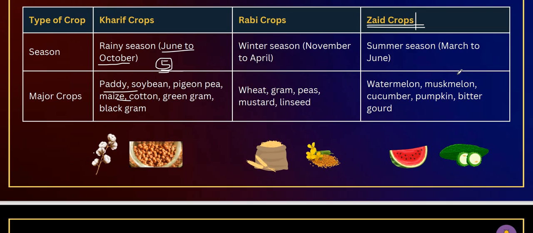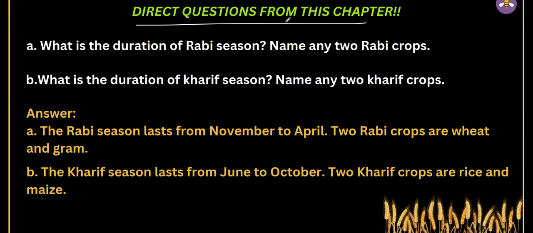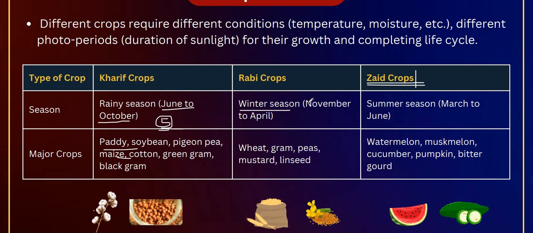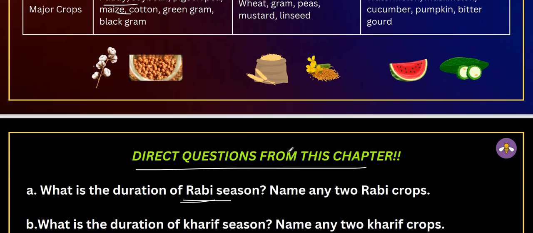Kharif crops are grown between June to October. Rabi crops are grown between November to April. And zaid crops are grown between March to June. Now some direct questions from this chapter. What is the duration of Rabi season? Just now we saw the duration of Rabi season is from November to April: November, December, January, February, March, April.